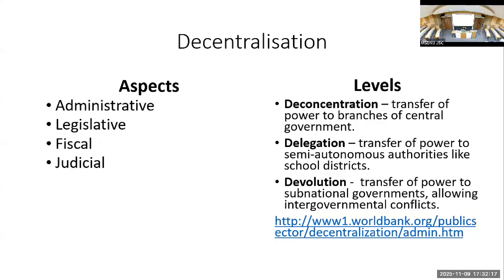Compare this with devolution. That means transfer of power to subnational government. So what's the difference between delegation and devolution? In the case of devolution, the state government or subnational governments have the power to coordinate between different policy domains. So that allows states to develop policies, and it allows intergovernmental conflict. So that's the difference.